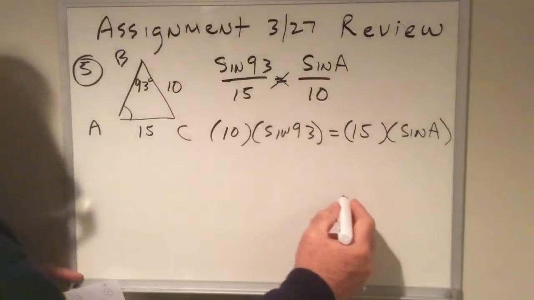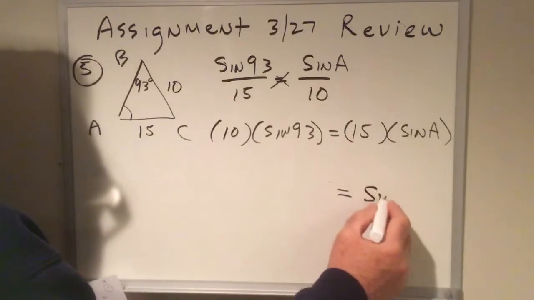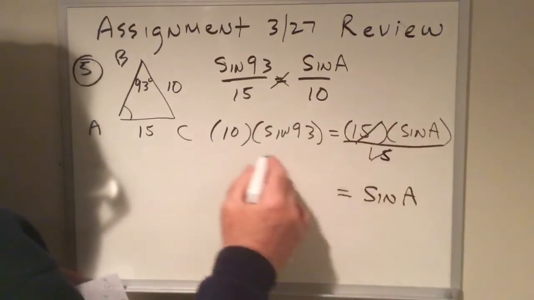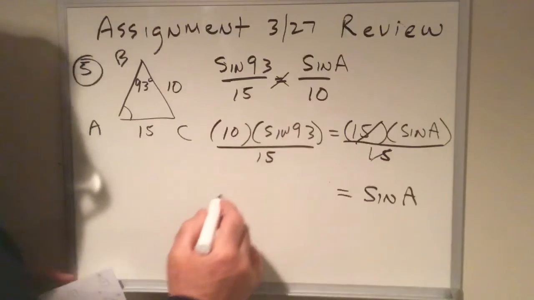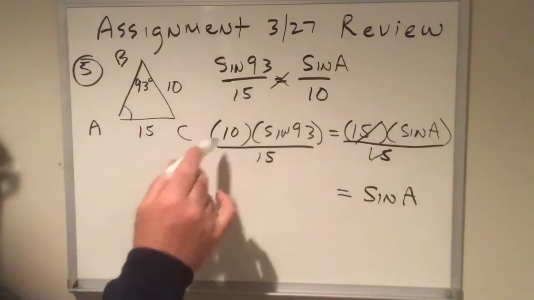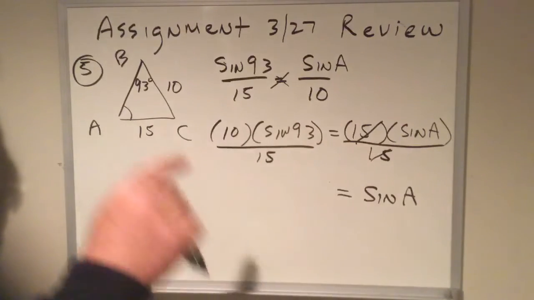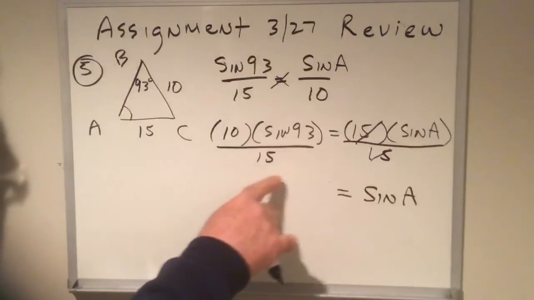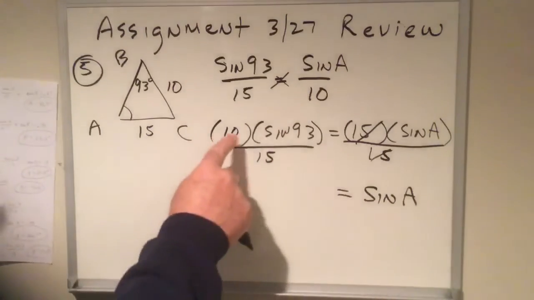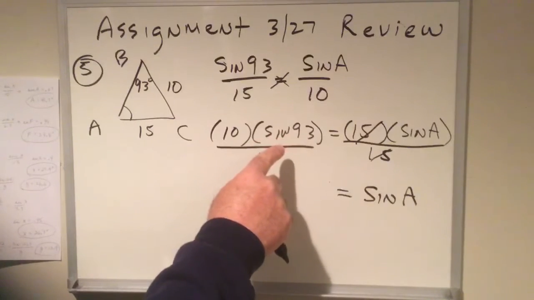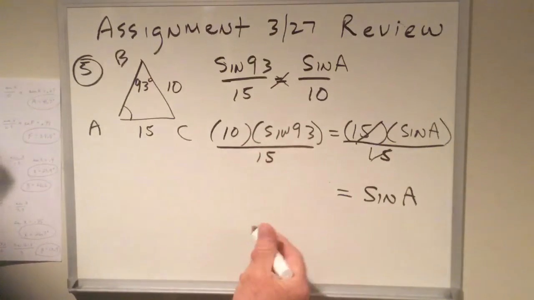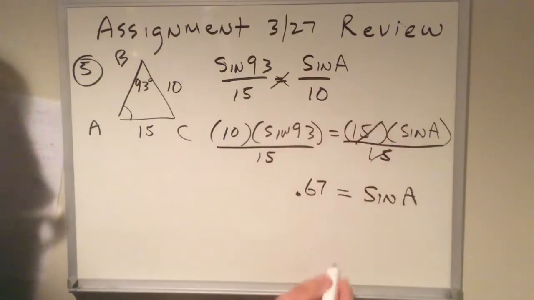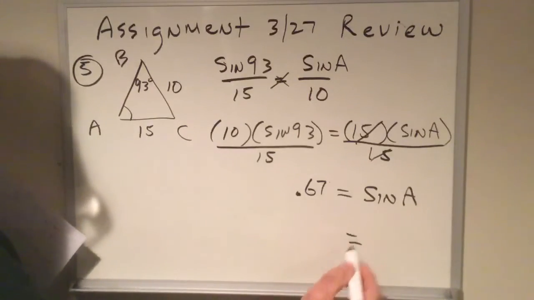So now we're going to get the sine of A by itself right here, sine of A. And the way we're going to do it is through algebra, right? Remember, divide both sides by 15, divide both sides by 15. Now, in your calculator, you're going to take 10 times sine 93, and you're going to hit enter. And a number is going to pop up. Don't do anything yet, because you're going to divide by 15. So when you do 10 times sine 93, enter, and you divide by 15, the number that comes up is 0.67. So solving this algebraically, you've got the sine of A is 0.67.